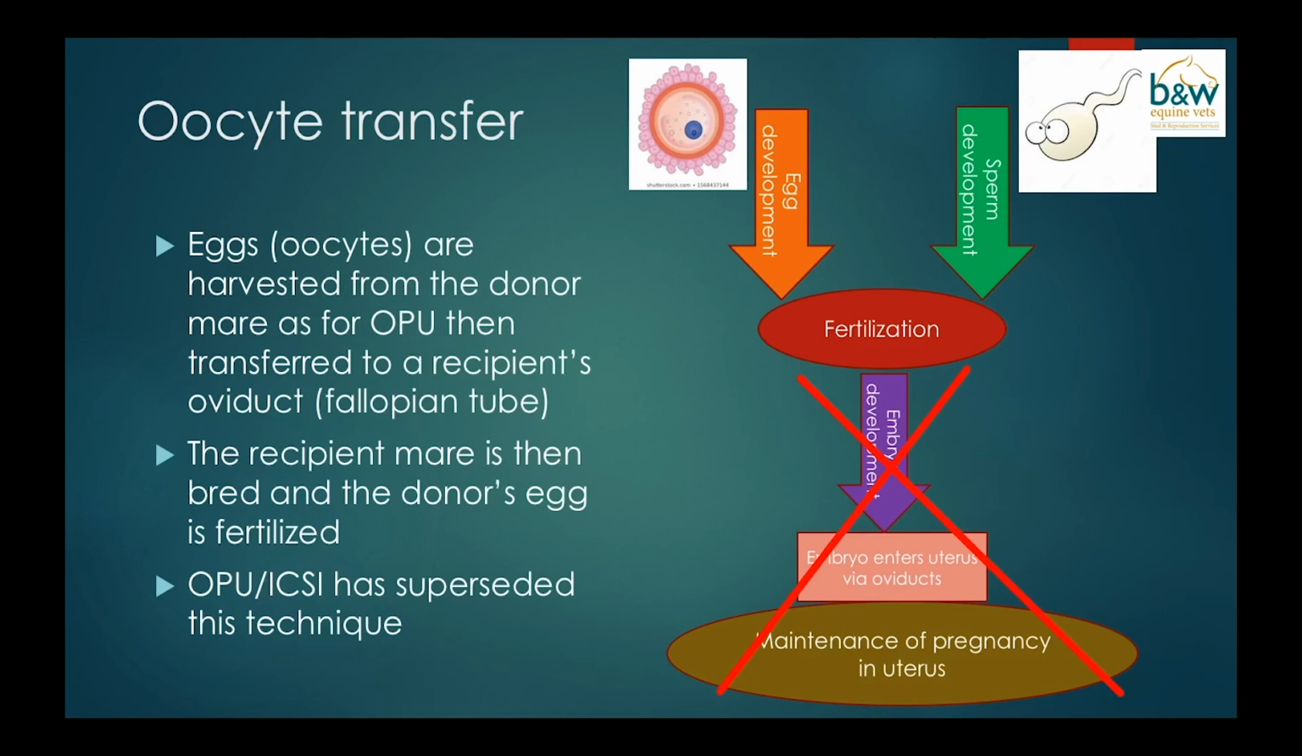So it bypasses the fertilization within the donor, also embryo development within the oviduct. The embryo doesn't need to enter the uterus through the oviduct at all, and maintenance of pregnancy isn't required within the donor. But really, the success rates aren't great, and OPU and ICSI have really superseded this technique.